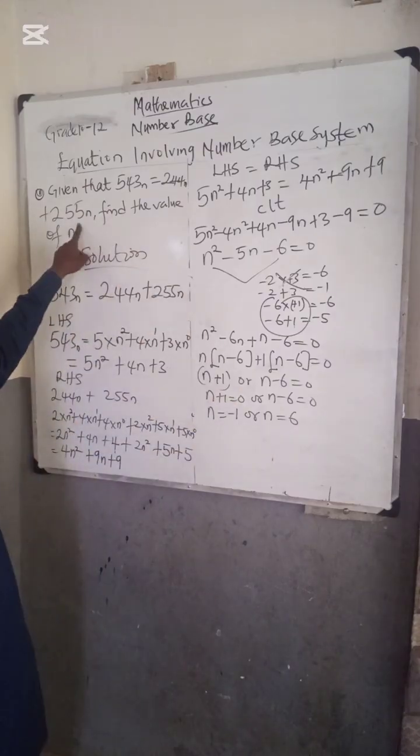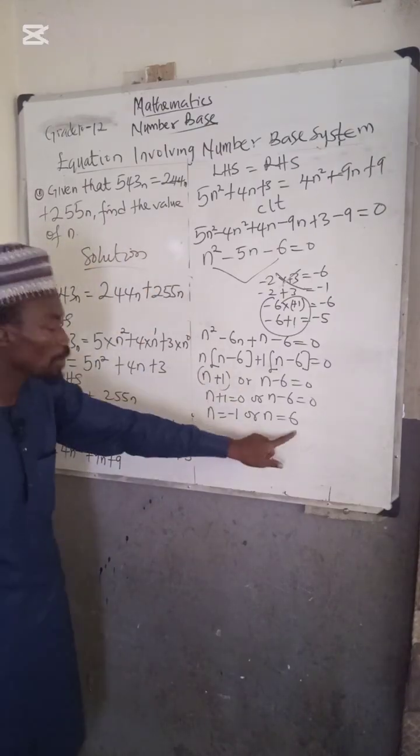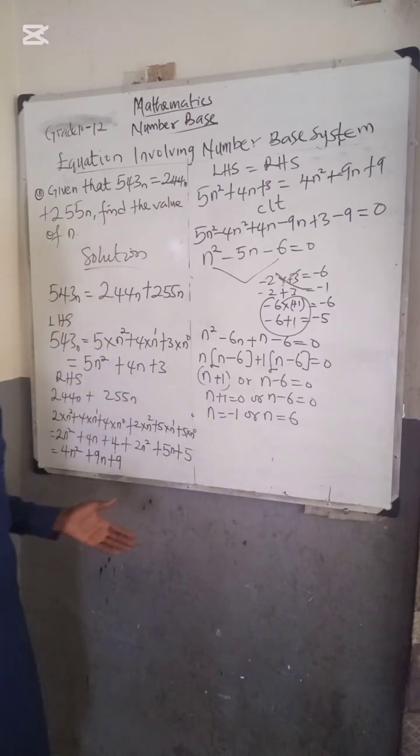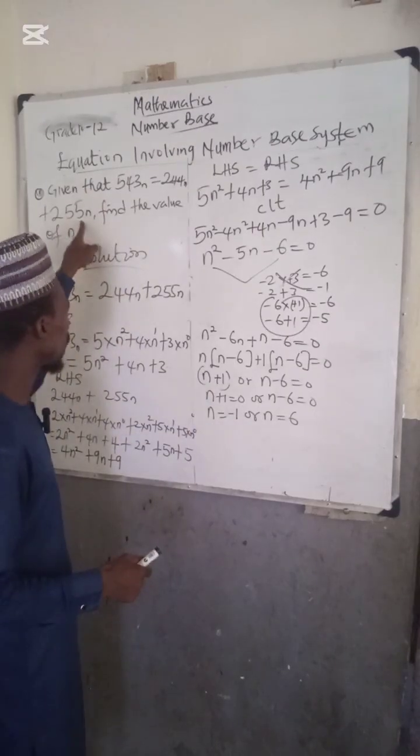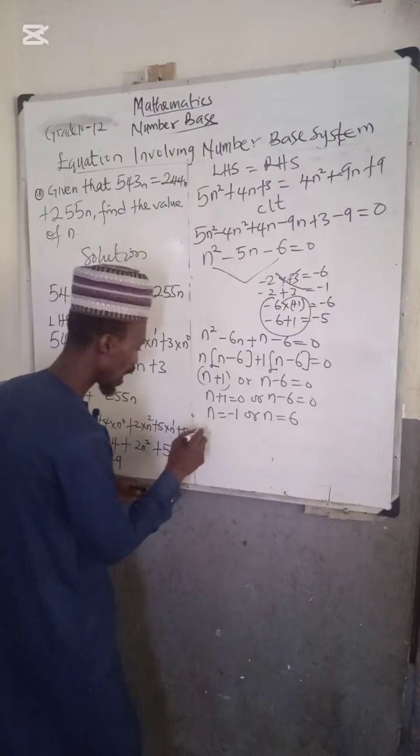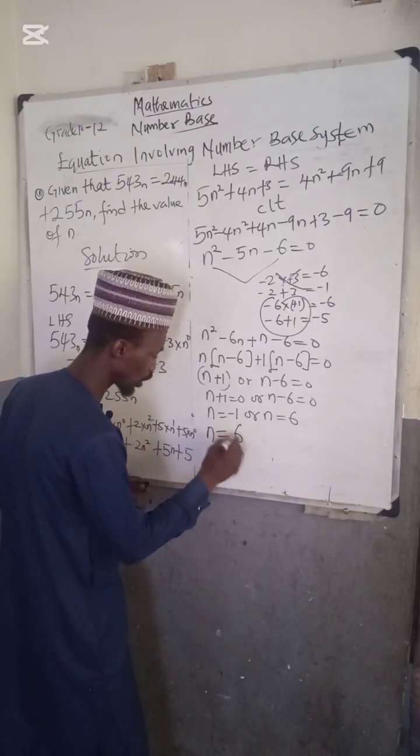Why? The highest number here is what? 5. And the base is 6. We said in number base, it is always what? A number before, that is minus 1. So the highest number here is 5. Therefore, the n is what? N is equals to what? 6.